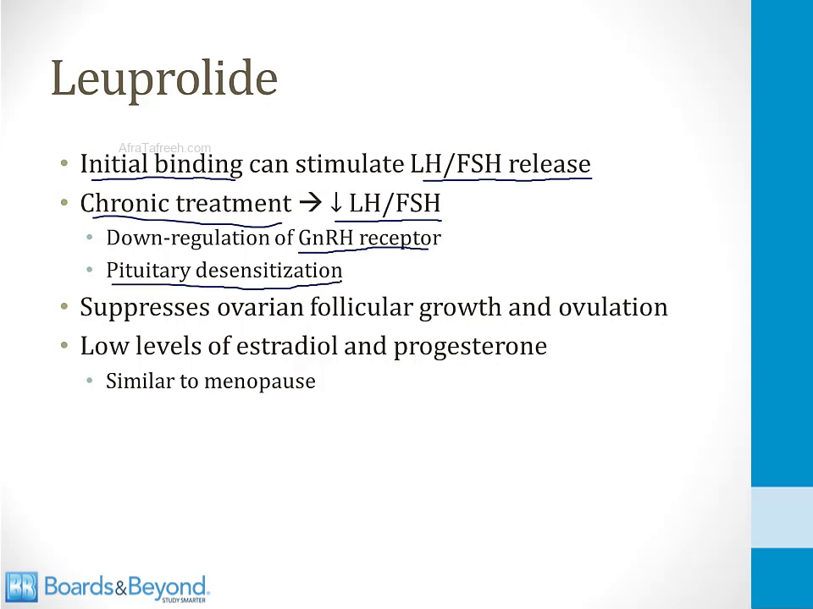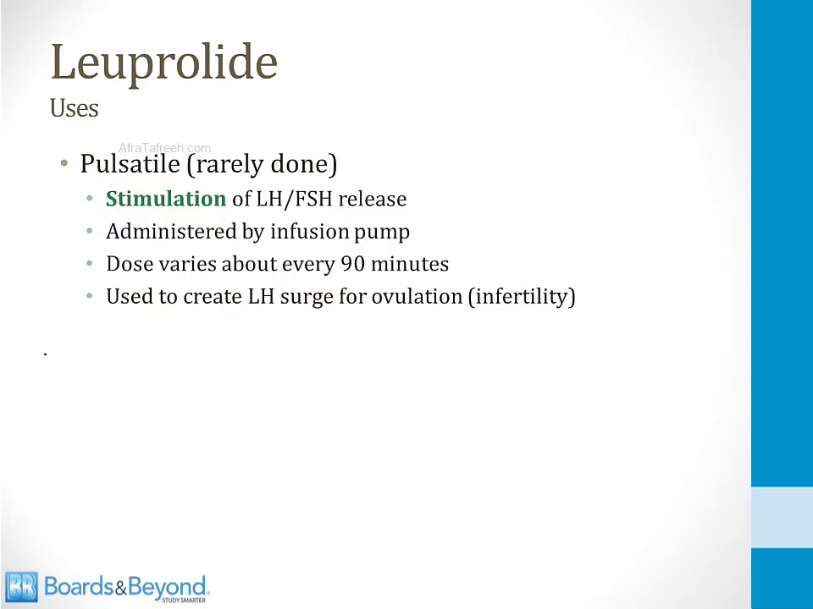This can be used in women to suppress ovarian follicular growth and ovulation. This will lead to low levels of estradiol and progesterone, similar to what you see in menopause. It's like a chemical induction of menopause via the drug leuprolide. There are a couple of clinical scenarios where leuprolide can be used.